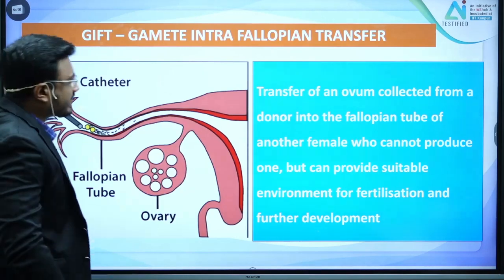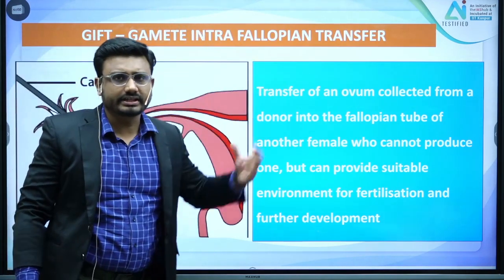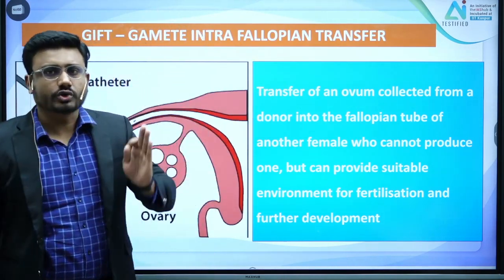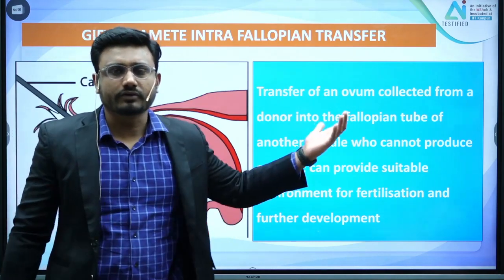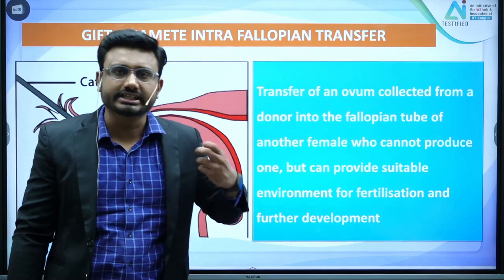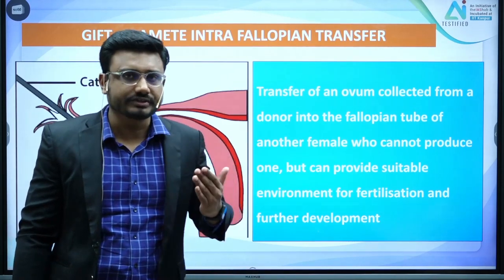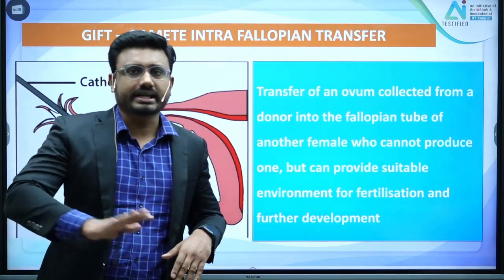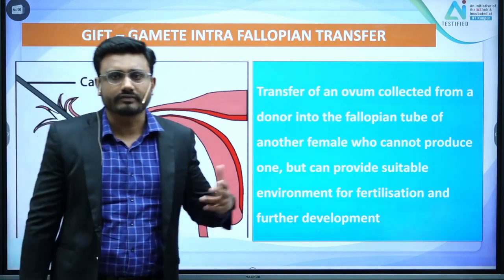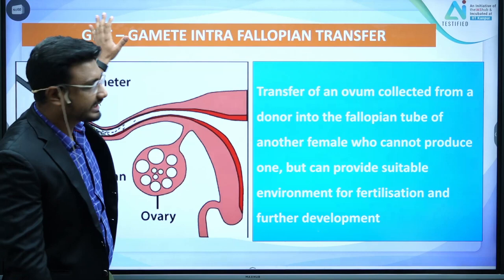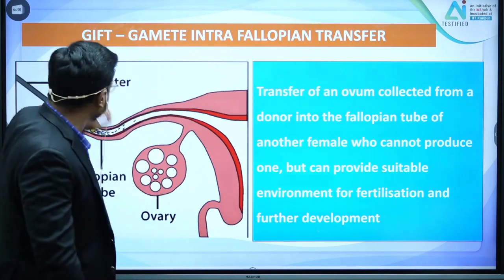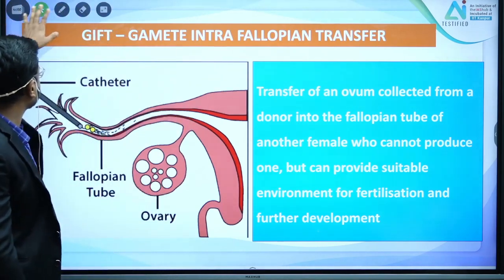Gamete intrafallopian transfer is done when the female cannot produce ovum, but can provide a suitable environment for an ovum received from a healthy donor. The affected individual cannot produce an ovum, but can provide a condition for the growth of an ovum received from the donor. That is when this process is done. Now let us move to the next technique.